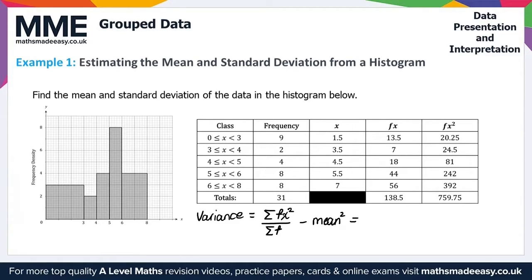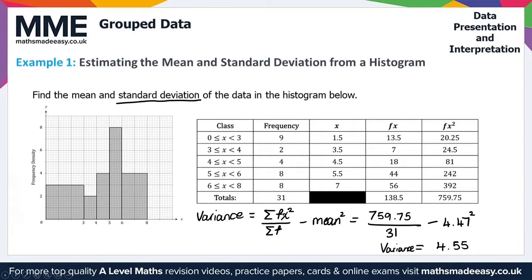Sigma fx squared is the total of fx squared, so that's 759.75 divided by sigma f, which is 31, minus the mean squared. Remember, for the mean we got 4.47, so minus 4.47 squared. If we evaluate this, we get 4.55. But this is the variance, and we want the standard deviation. That's what we're asked for in the question.